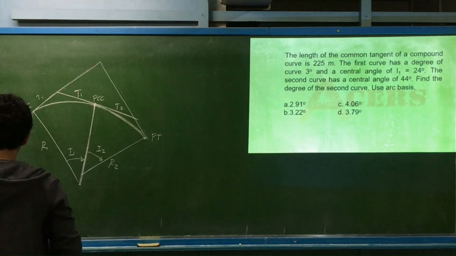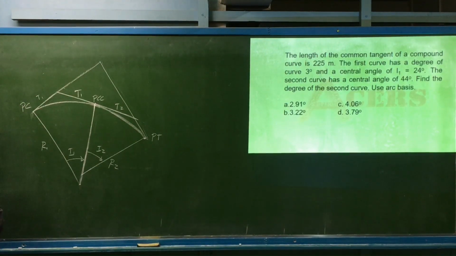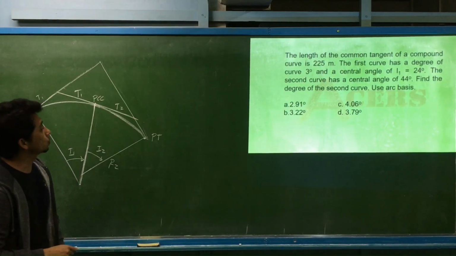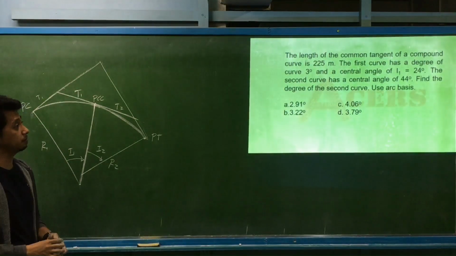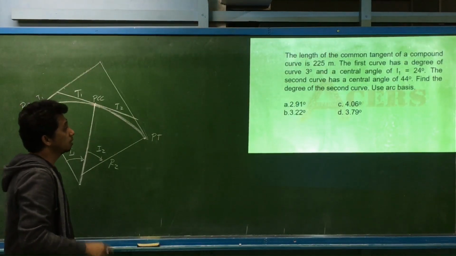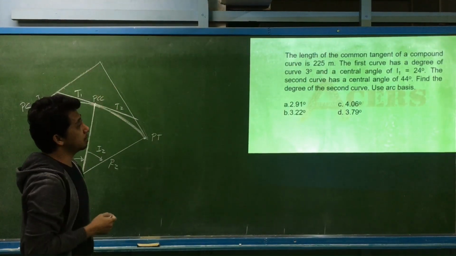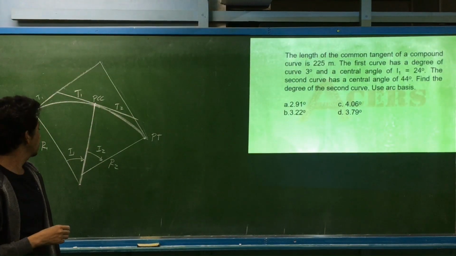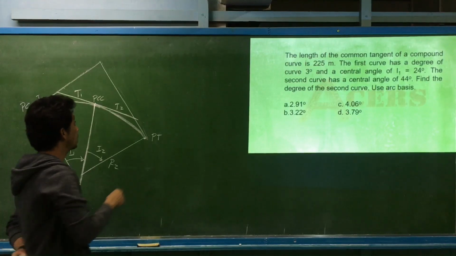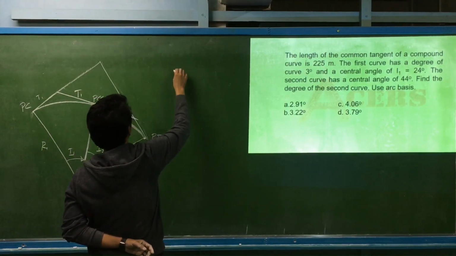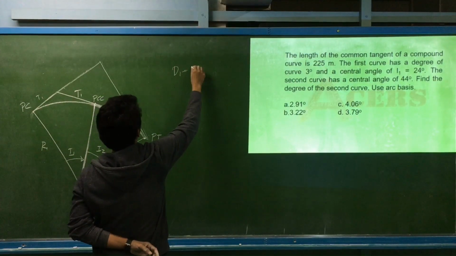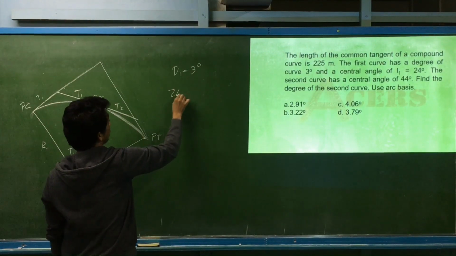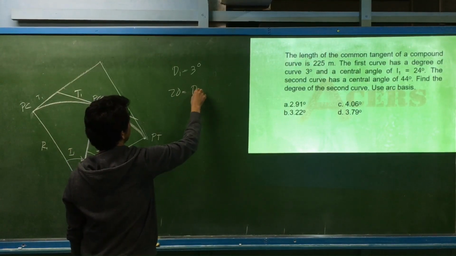And this example is compound curve. So the length of a common tangent of a compound curve is 225 meters. The first curve has a degree of 3 degrees and a central angle of 24 degrees. The second curve has a central angle of 44 degrees. Find the degree of the second curve using arc basis. So we have the degree of the first curve is equal to 3 degrees. So arc basis 20 is equal to the degree of the curve.